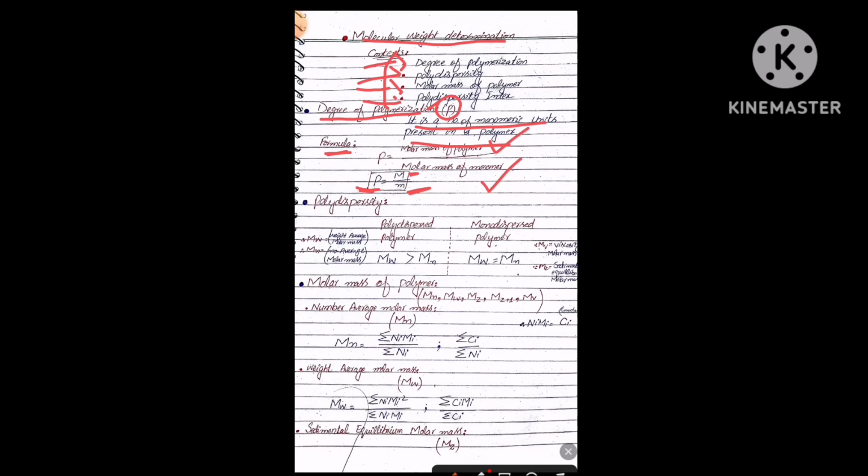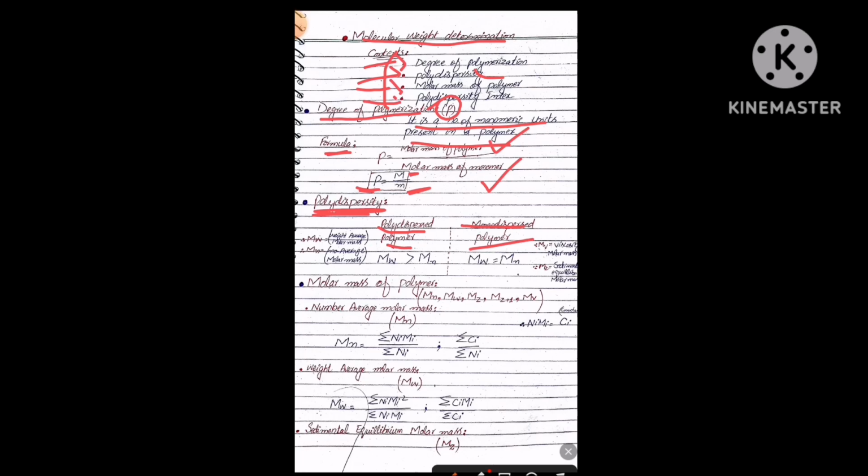Students, this formula will be used in numericals, or to solve examples related to molecular weight determination of polymers. The second content is the polydispersity. Students, polydispersity will be discussed in two aspects. One is the polydispersed polymer, second is the monodispersed polymer.